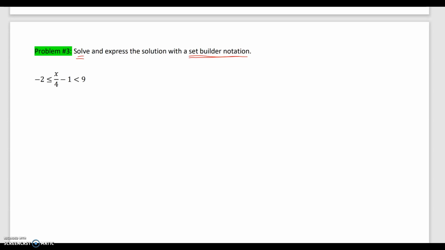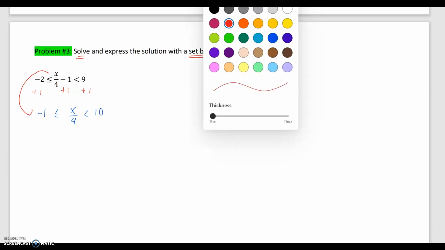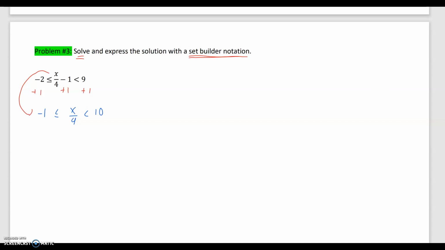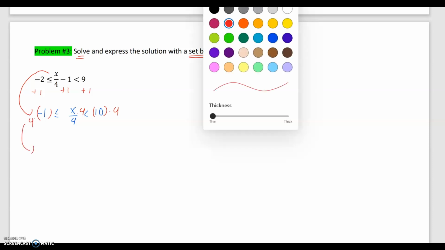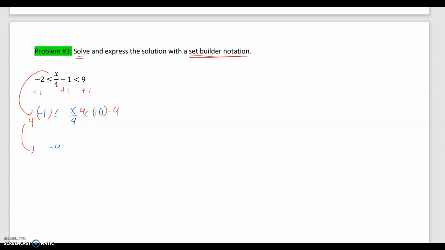Now, what we're going to do first is isolate the variables. So let me just start by adding 1 and 1 to all parts of the inequality. So in this case, we're going to end up with -1 less than or equal to x over 4 less than 10. And then the next step is to get rid of the fraction. Let's multiply by 4, and technically by 4. So we're going to end up with -4 is less than or equal to x and less than 40.